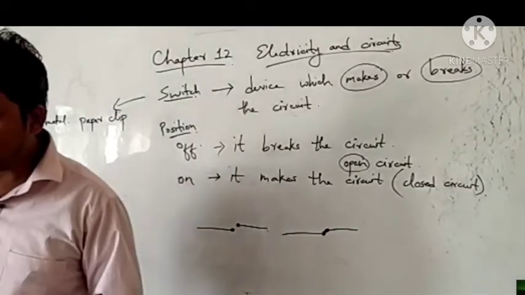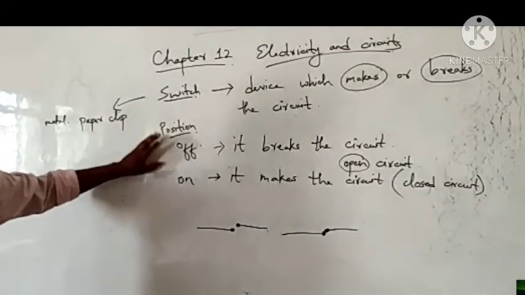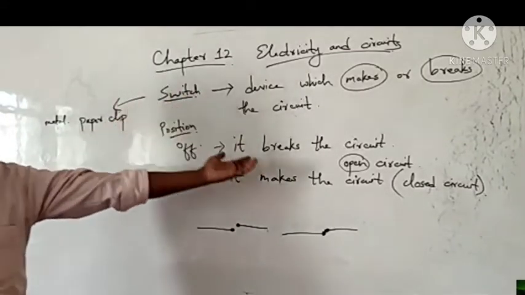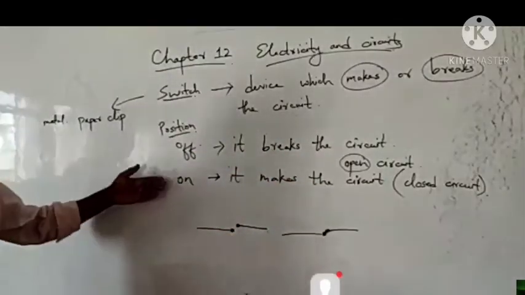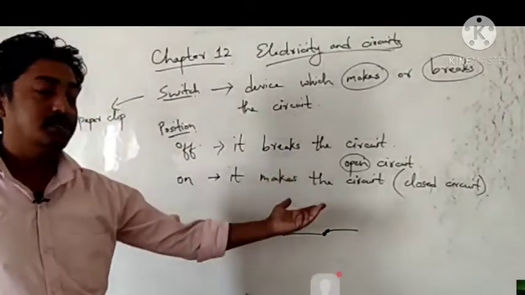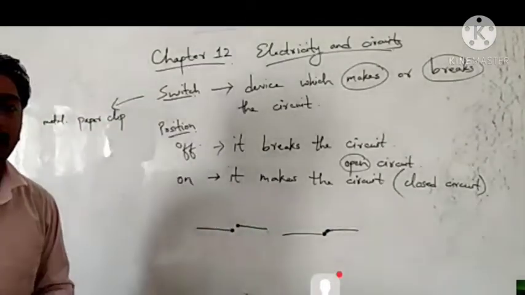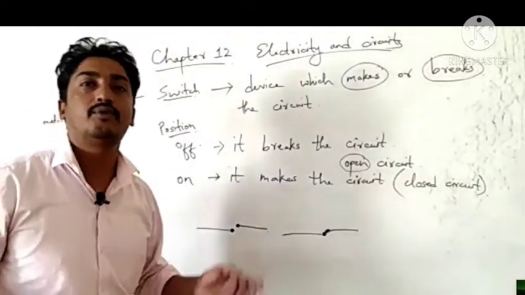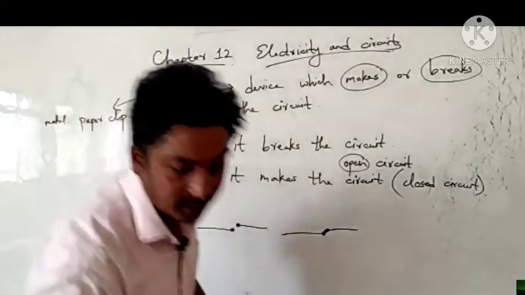So we can say that when it is in off position, it breaks the circuit and no electric current passes through the circuit, and when it is in on position, it is regarded as a closed circuit and it makes the circuit. That means it makes the electric appliances function properly. So this was all about switch that was left yesterday.